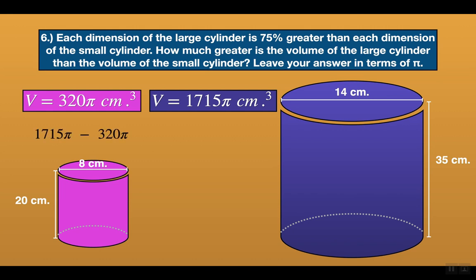So 1,715 pi minus 320 pi is going to give us our answer. So 1,395 pi cubic centimeters. That's how much greater the purple cylinder is than the pink cylinder.